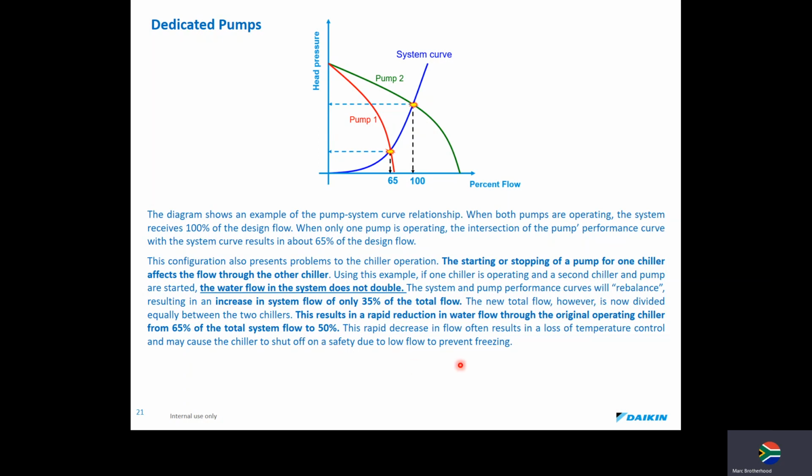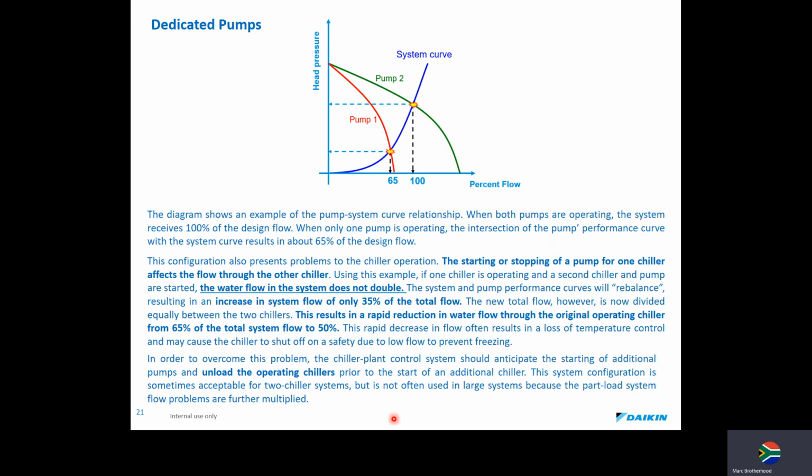This rapid decrease in flow often results in a loss of temperature control and may cause the chiller now to shut off on a safety due to low flow to prevent freezing. In order to overcome this problem, the chiller plant control system should anticipate the starting of additional pumps and unload the operating chillers prior to the starting of an additional chiller.